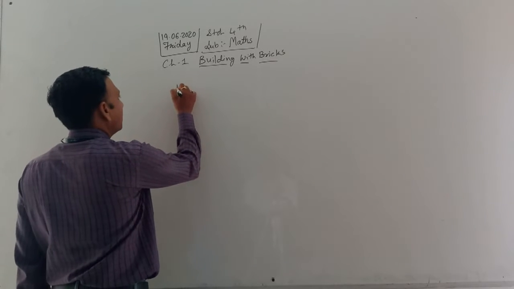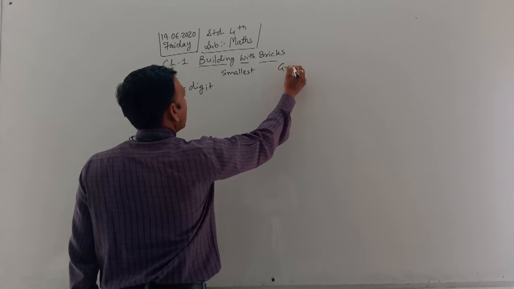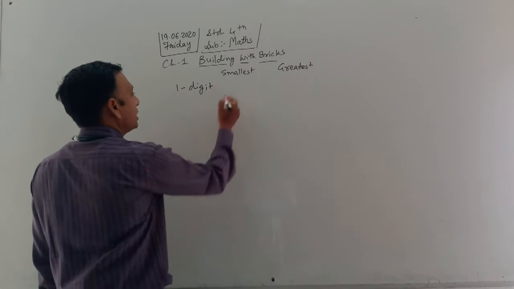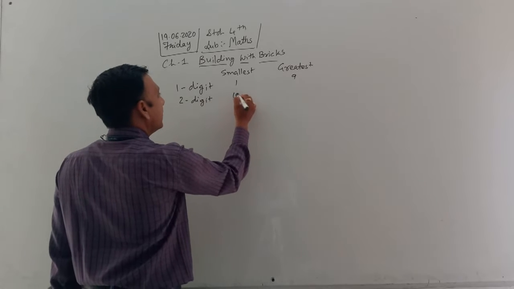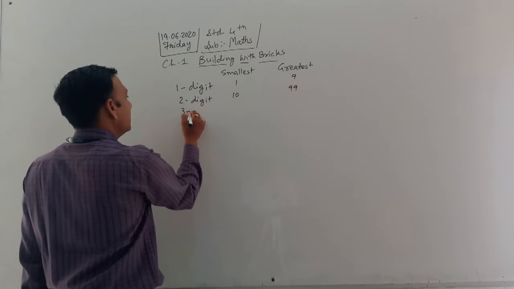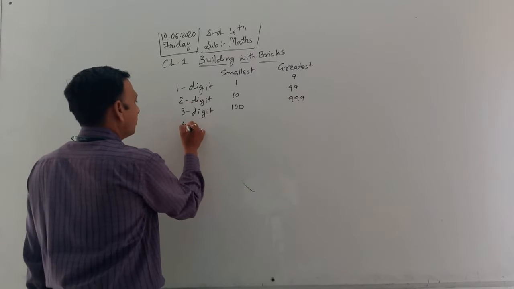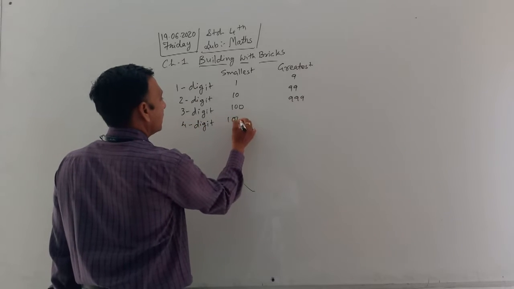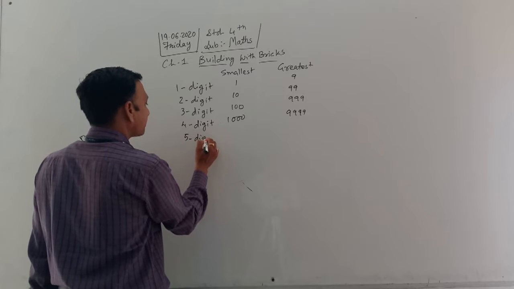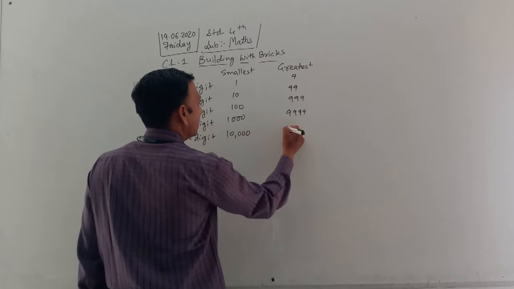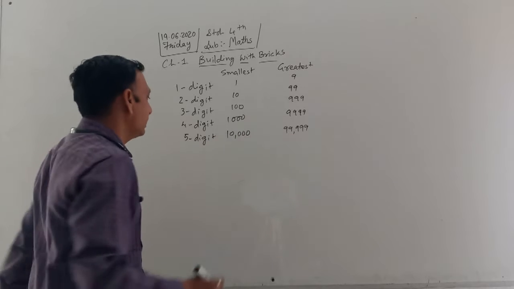Good morning, children. As we have discussed earlier, in this chapter we are covering the smallest number and the greatest number. For a single digit, all of you know, the smallest number is 1 and the greatest number is 9. Two digit smallest number is 10 and greatest is 99. For 3 digit, 100 and 999. 4 digit, 1000 and 9999. 5 digit, the smallest is 10,000 and the greatest is 99,999.